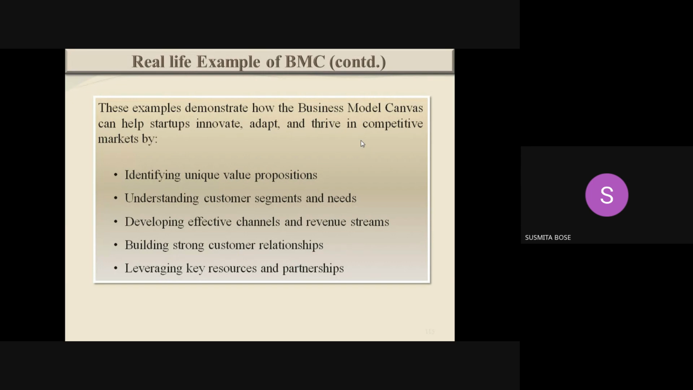So these examples demonstrate how the BMC can help startups innovate, adapt, and thrive in competitive markets by identifying a unique value proposition, by understanding customer segments and needs, by developing effective channels and revenue streams, by building strong customer relationships, and by leveraging key resources and partnerships.